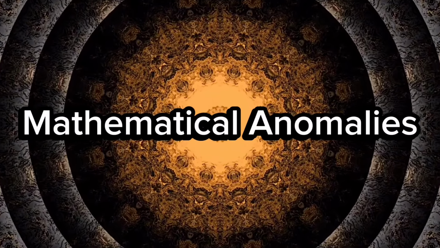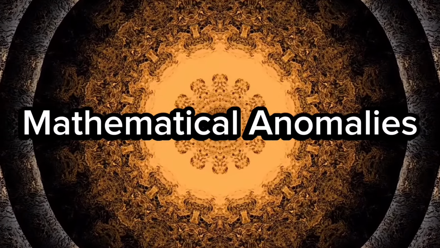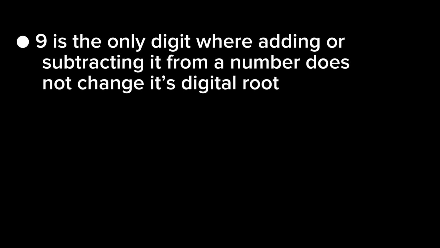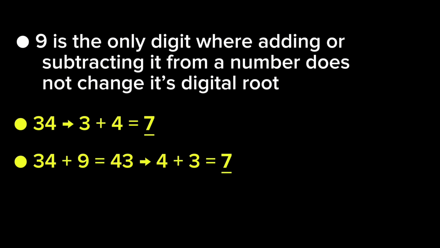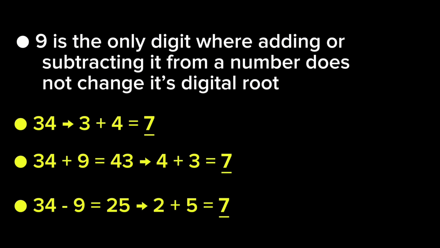Now let's go over mathematical anomalies involving 3, 6, and 9. To start off, 9 is the only digit where adding or subtracting it from a number does not change its digital root. For example, 34 has a digital root of 7. 34 plus 9 is 43, and 34 minus 9 is 25. Both of these have a digital root of 7.